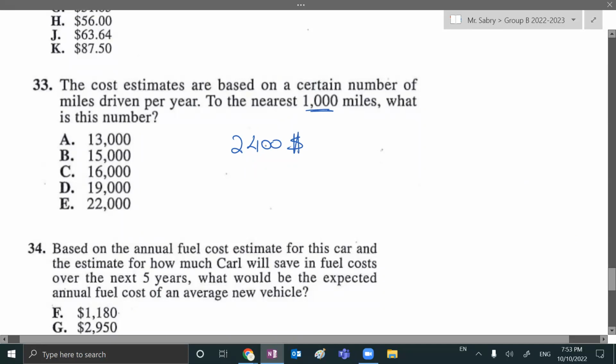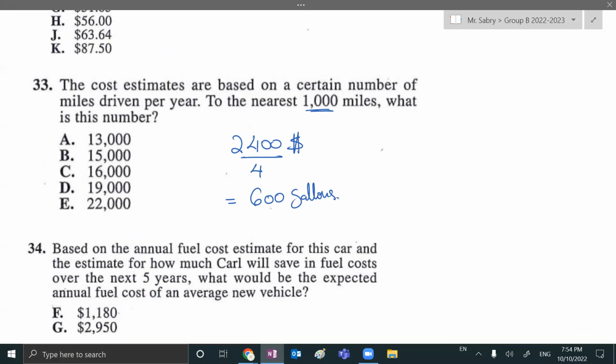So the first thing I think of, the only rate that I have that includes dollars and something is dollars and gallons. The only rate I have is that each gallon costs $4. So I can divide this by 4 to figure out the number of gallons that this $2,400 would give me. And apparently they would give me 600 gallons. What they paid for, or the cost they're talking about, should give me a total of 600 gallons of gas. But they don't want the gallons, they want the number of miles that you've driven.